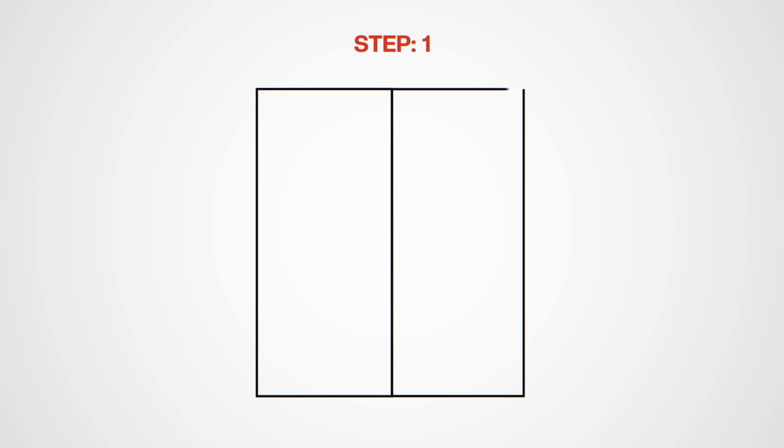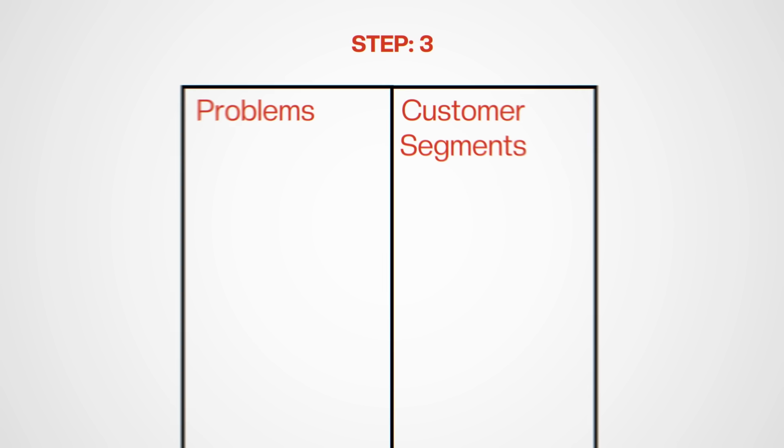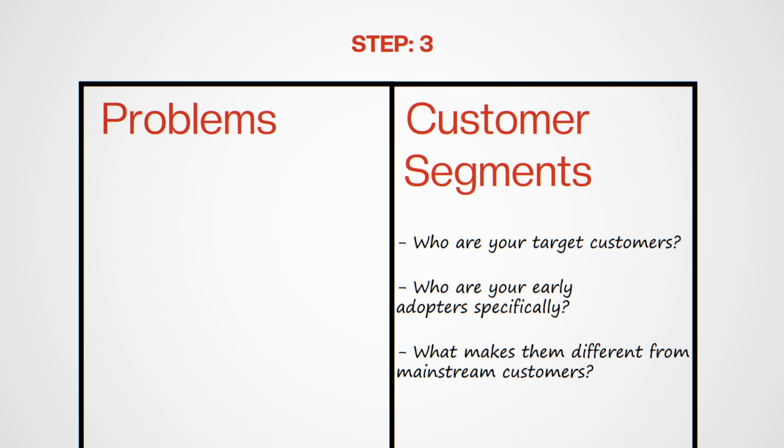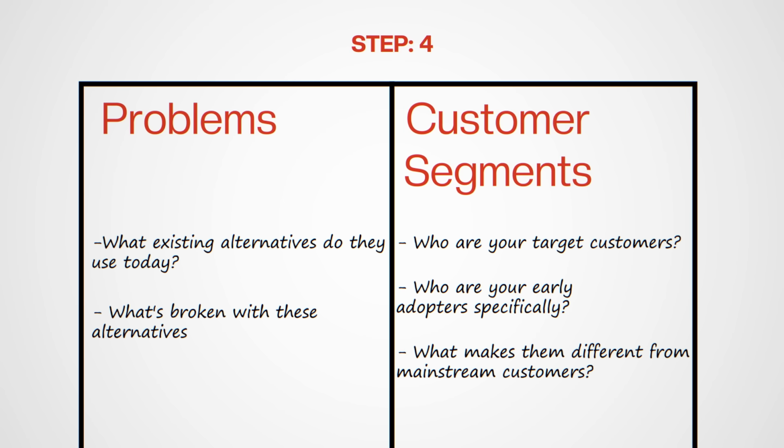Step 1, draw 2 boxes side by side on paper. Step 2, label the right box customer segment and the left box problem. Under customer segment, write down who your target customers are, then who your early adopters are specifically, and what makes them different from mainstream customers. And this is the critical next step. Under the problem section of the canvas, write down what existing alternatives they currently use today to solve these problems. Then think about what's broken with these alternatives and write down those problems in the problem box. This is how you go from vague or general problems to something a lot more familiar, specific, and compelling.